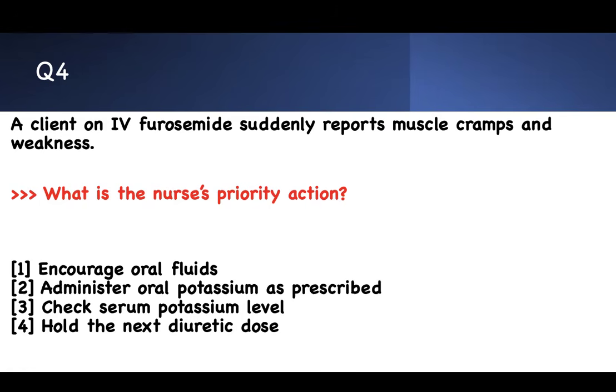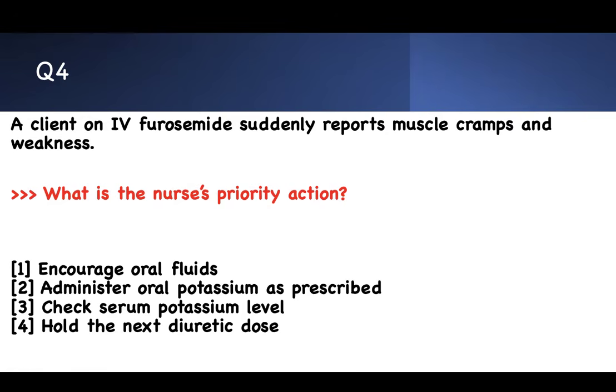I give you 10, 20 seconds to answer the question and come back. Look at it. You're getting IV furosemide. All of a sudden, you have what? Muscle cramp and weakness. Before you answer your question, you said furosemide causes hypokalemia. Therefore, the reason why the patient has muscle cramp and weakness is because they have what?